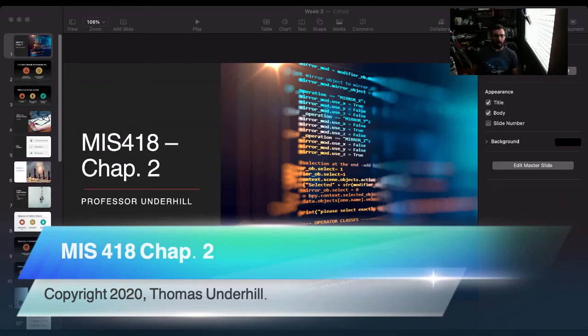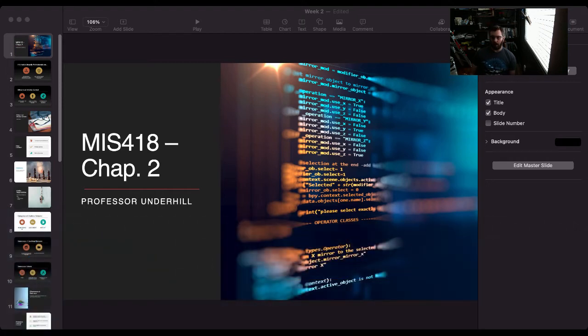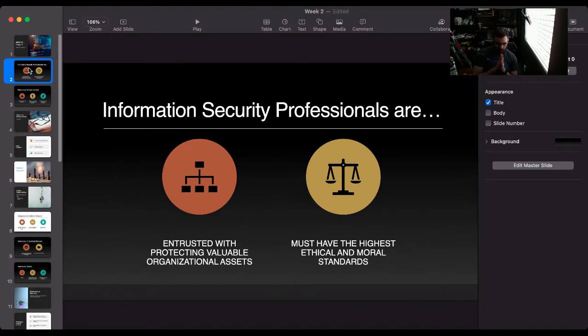All right, welcome back. We're going to talk about Chapter 2 next. So I'm going to go ahead and get rid of the little bar at the bottom, which I'm sure you find annoying. And let's talk about Chapter 2, which gets into compliance with respect to law and ethics. Okay, so we're going to cover this chapter.